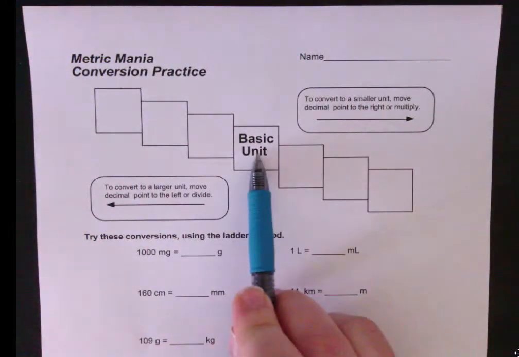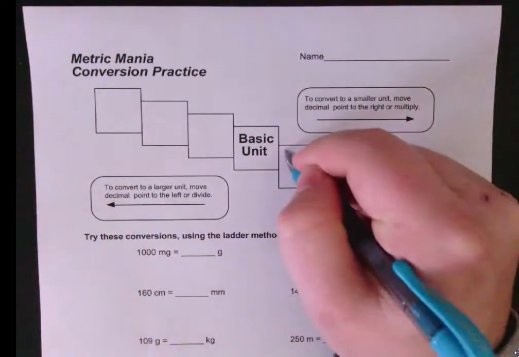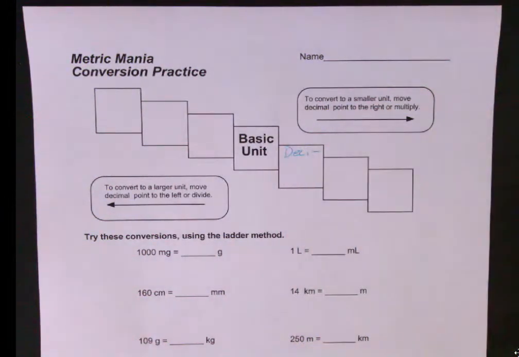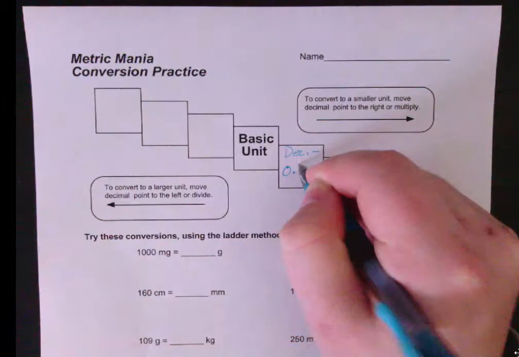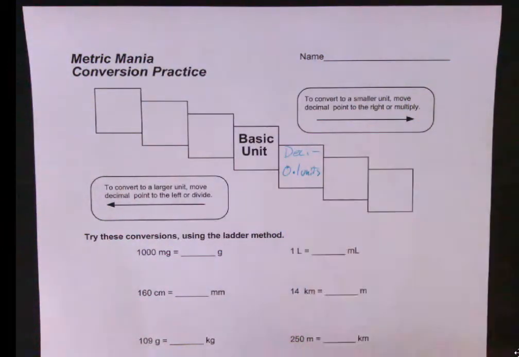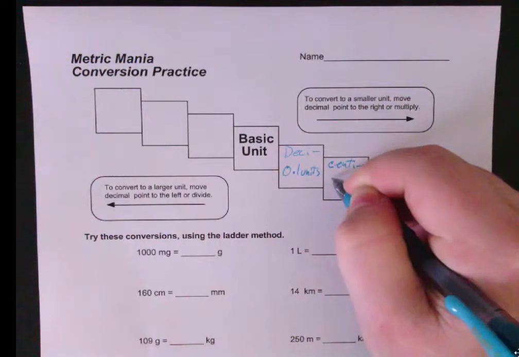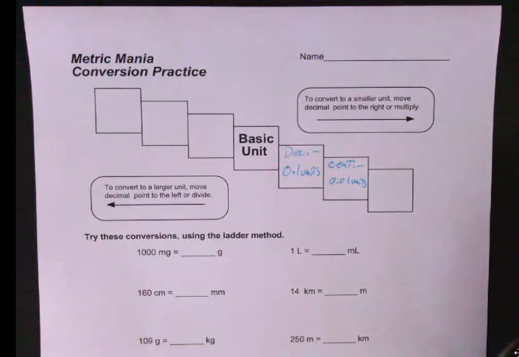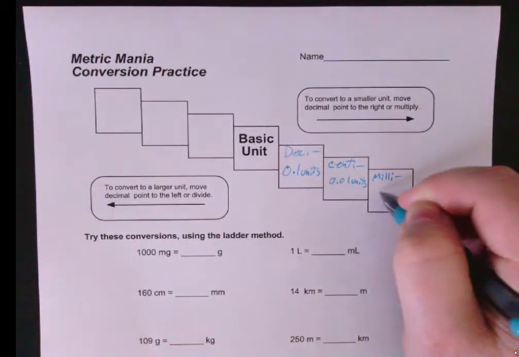So we can go from our basic unit, and when we go out, we get smaller, looking at centi, so that's our prefix there. And it's going to be 0.01 units. And we can go out, and the next one here would be milli, for like millimeters. We go out again to milli, and that's going to be like millimeters.